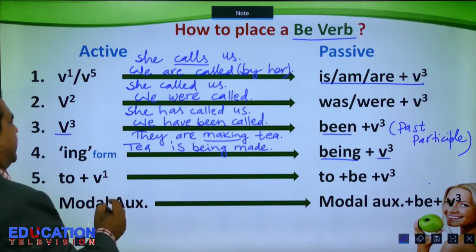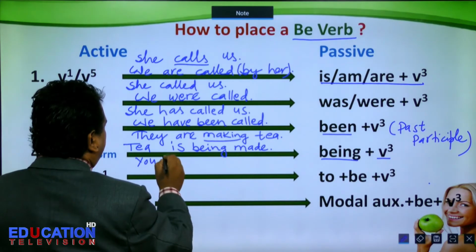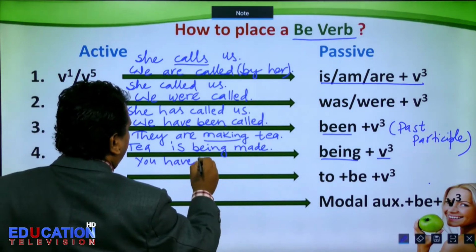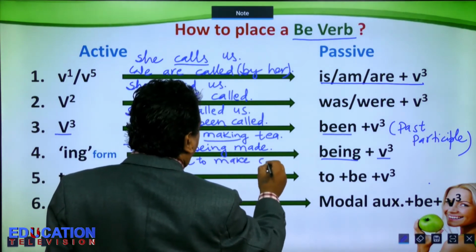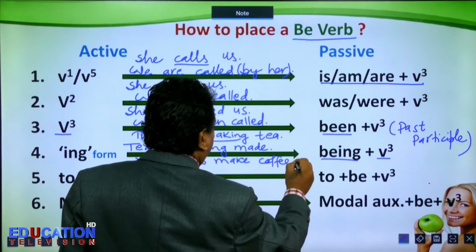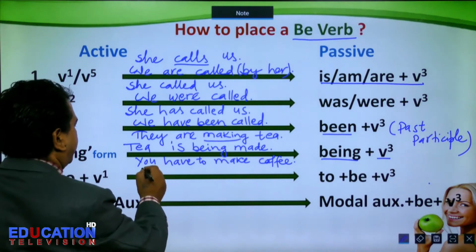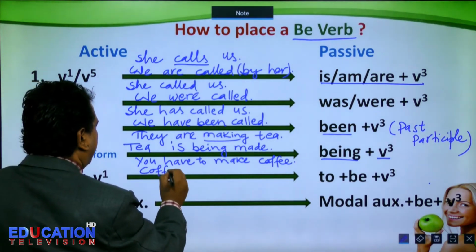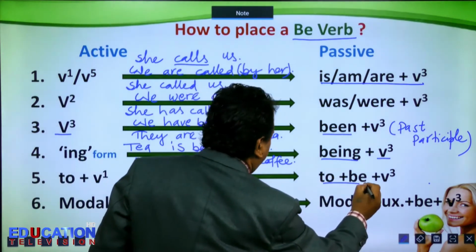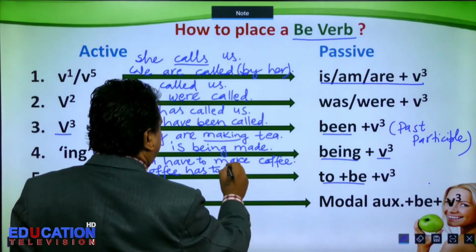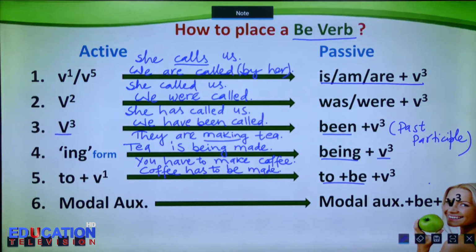Another is to plus V1. You have to make coffee, right? This is active form. Now you change it into passive. Coffee here, coffee. With coffee, you don't write have, you write has. Here is to make, so you write here to be. Coffee has to be made. By you is not necessary. Coffee has to be made.